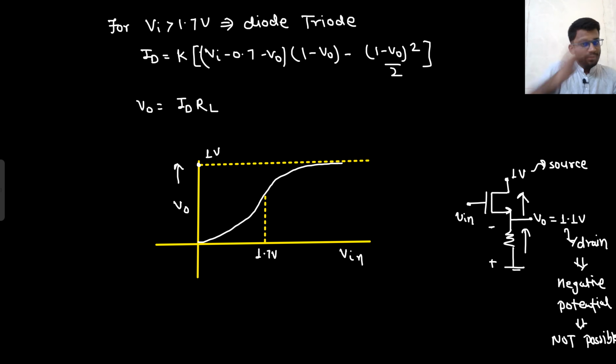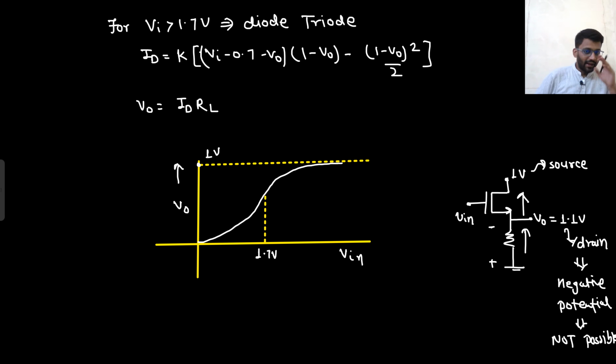So V naught can never be drained. If it tries to be drained, the V naught potential becomes negative, and if it is negative, then source is already at 1 volt. Source is already at 1 volt and drain you are saying negative. So this is not possible. If drain is negative, that means that has to be source and 1 volt has to be drain, which is not possible. So the maximum value V naught can attain is 1 volt.